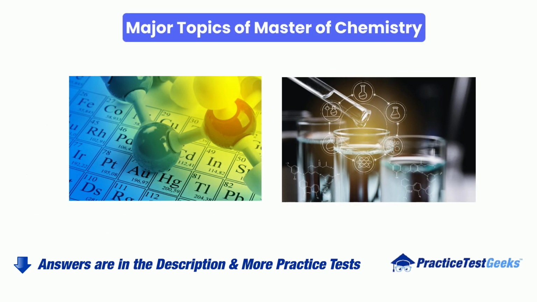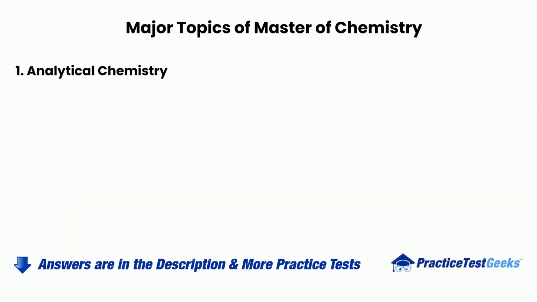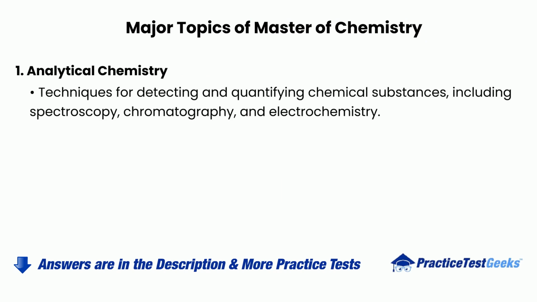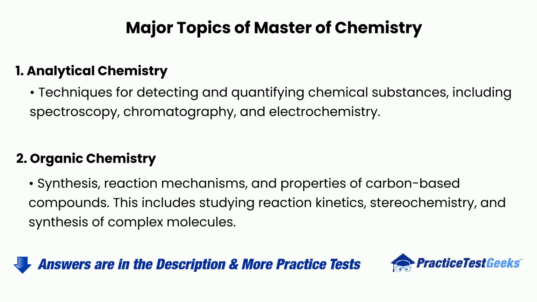Major topics of Master of Chemistry. 1. Analytical chemistry. Techniques for detecting and quantifying chemical substances, including spectroscopy, chromatography, and electrochemistry. 2. Organic chemistry. Synthesis, reaction mechanisms, and properties of carbon-based compounds. This includes studying reaction kinetics, stereochemistry, and synthesis of complex molecules.